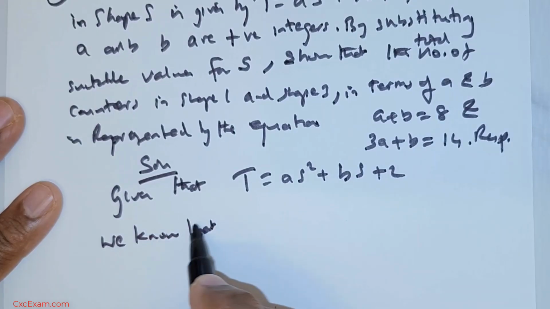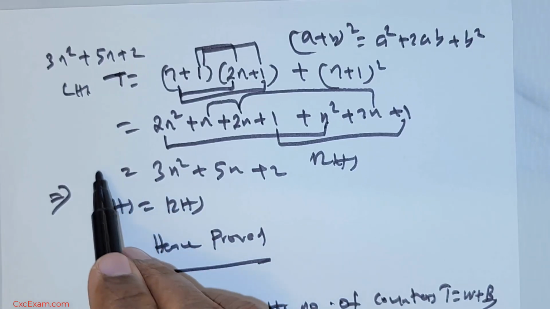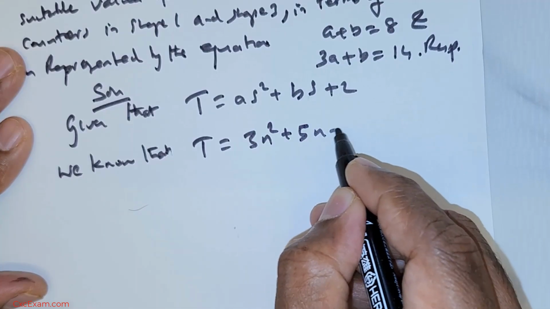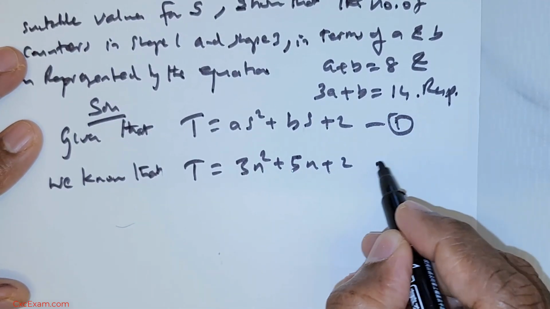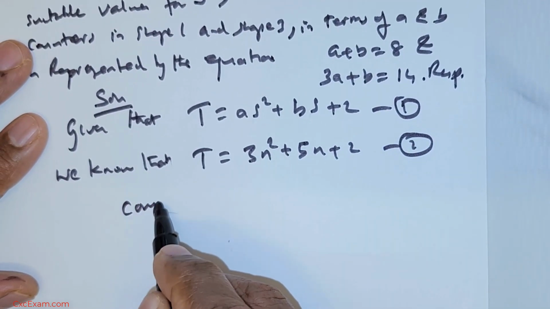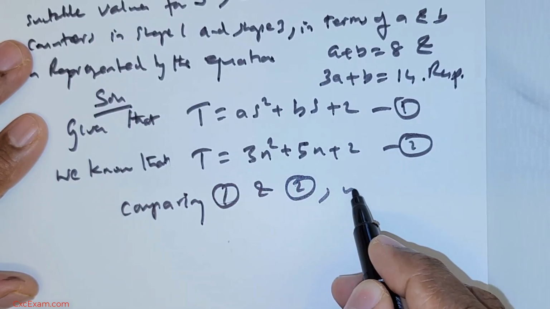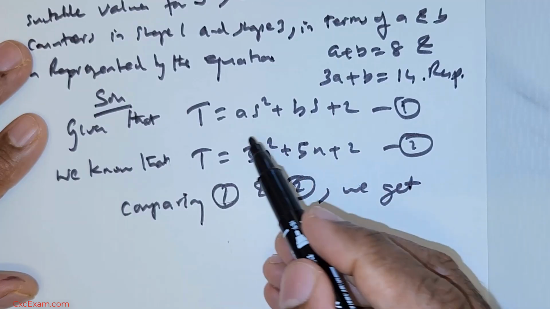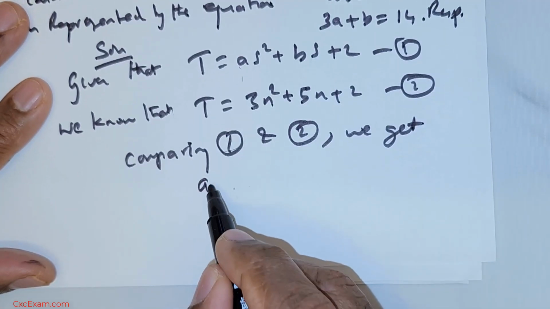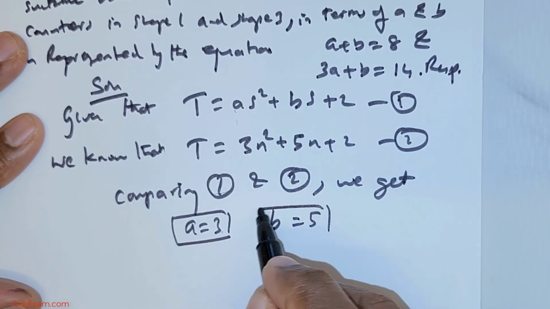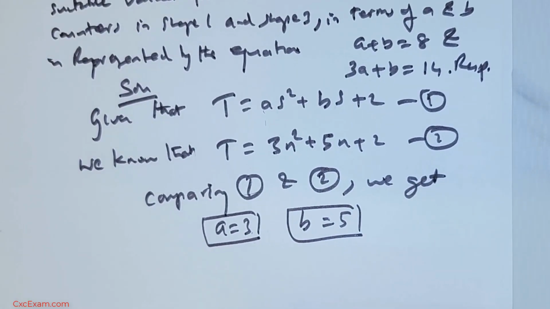We know that t is equal to 3n squared positive 5n positive 2. I take this as 1, I take this as 2. Comparing 1 and 2, what do we get? In place of a, you have 3. In place of b, you have 5. So box the result. That is the first part.